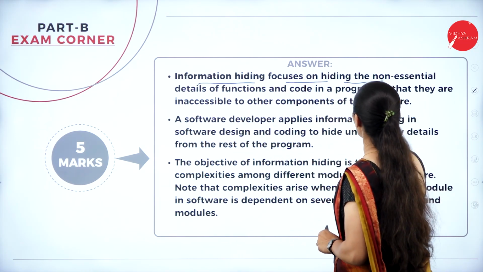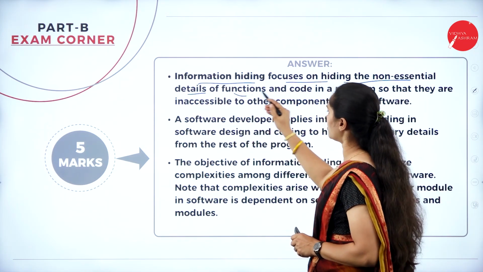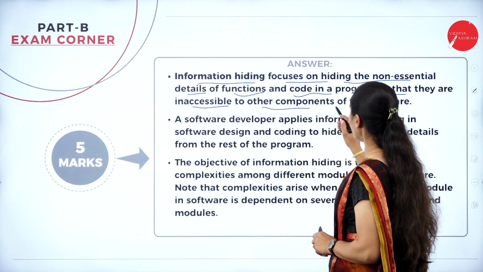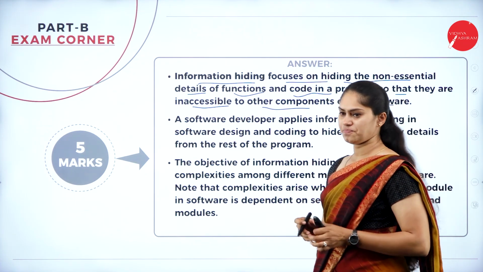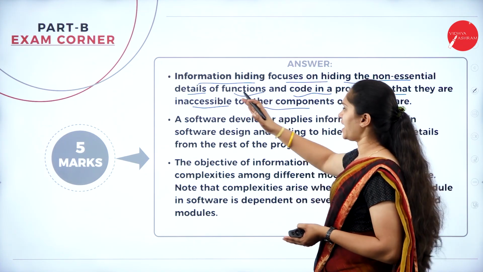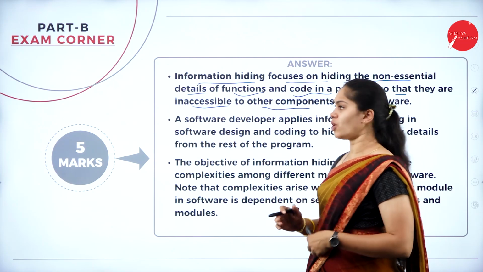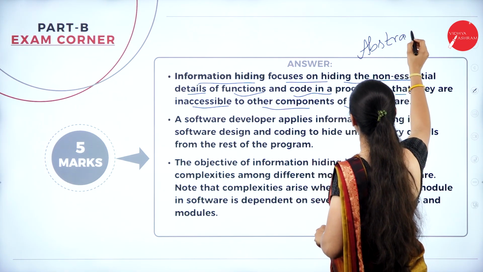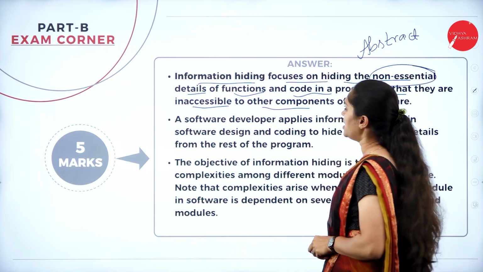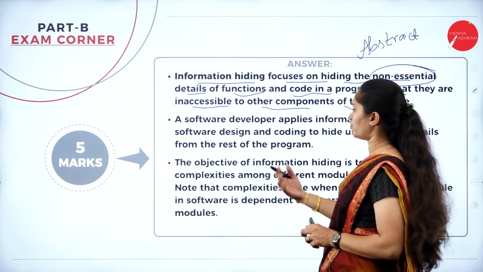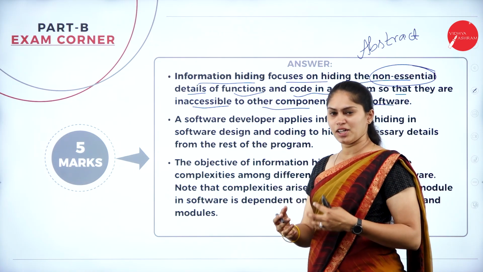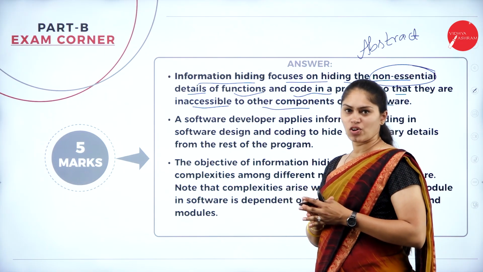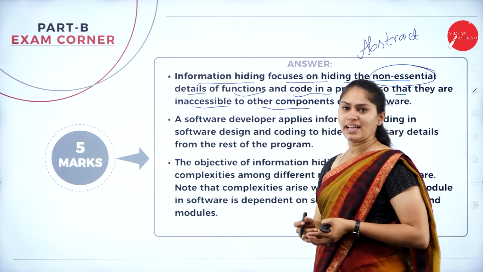Information hiding focuses on hiding the non-essential details of functions and code in a program so that they are inaccessible to other components of a software. Mainly, information hiding focuses on abstraction. So we have to concentrate only on the essential features by hiding the non-essential features. When the user doesn't know what is actually there in the design of a software, at that time it will be inaccessible.